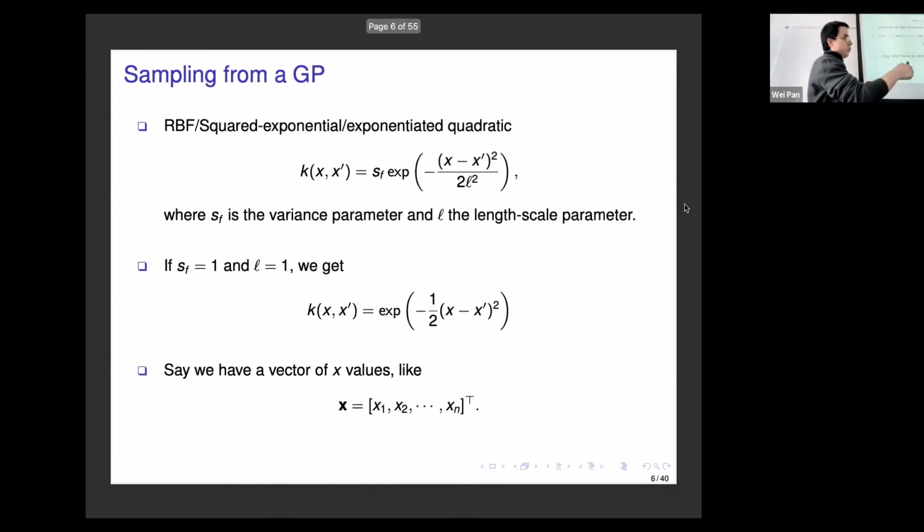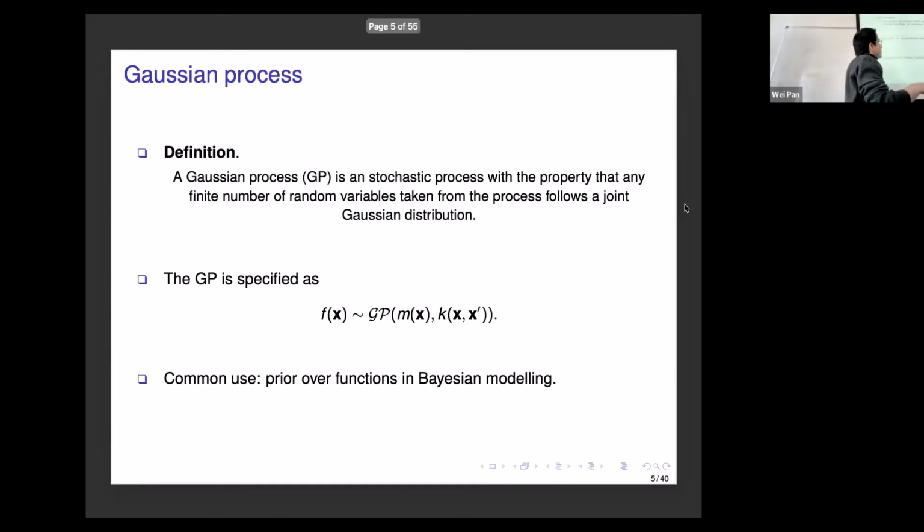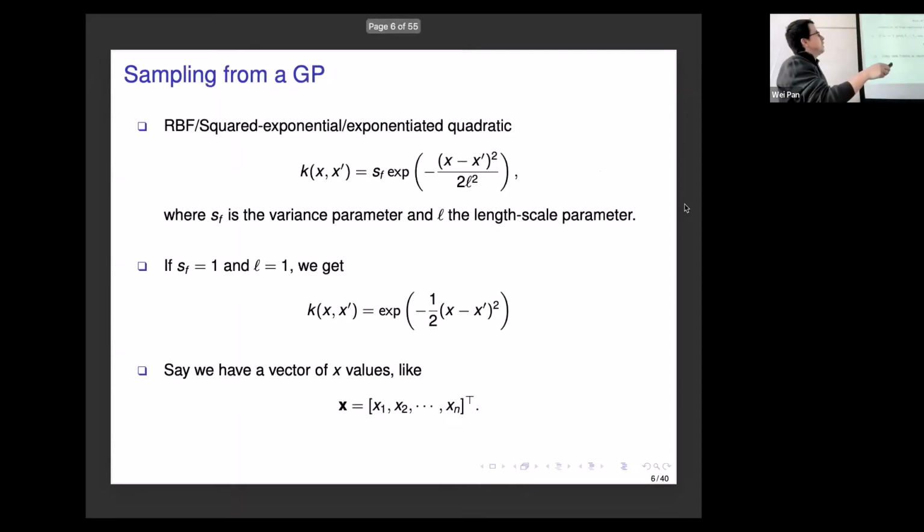Usually in machine learning, we assume that this mean function is 0, and then we care more about the covariance. One typical example of a covariance function is the one that you see here in one dimension. I'm assuming that x takes one value. It's not a vector, it's just a scalar, x and x prime.